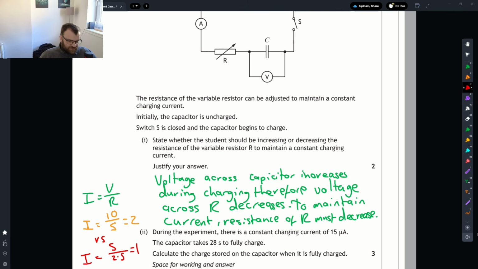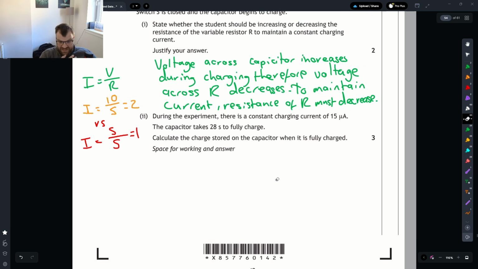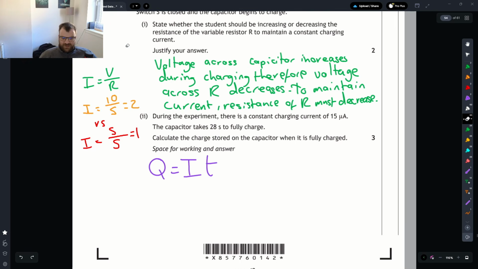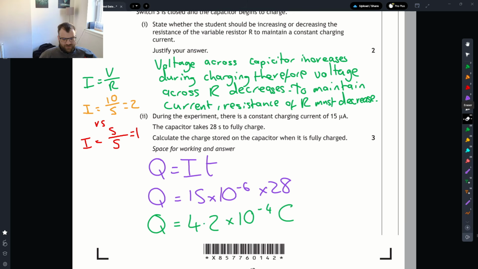And that's, yeah, they have to go down in lockstep to make that work. And then the next one's asking us about the charge. Charge is Q. We have the current, we have the time. That's looking like Q = IT. And then watch out for the fact that it's microamps, so times 10 to the power of -6. And it's just 28 seconds, so that's fine. Pop that in, gives you 4.2 times 10 to the power of -4 coulombs of charge can be stored, or is stored when fully charged.